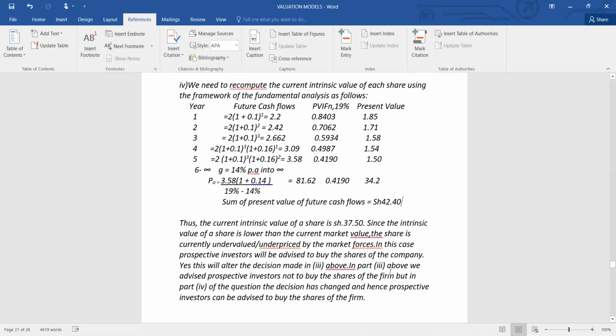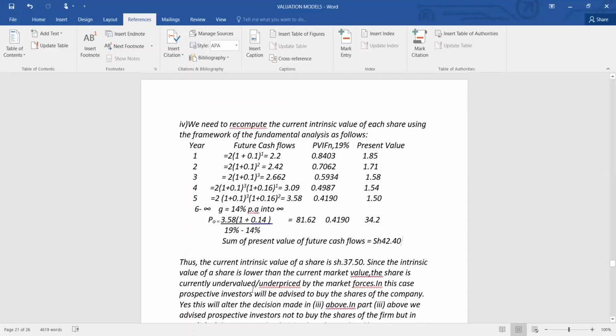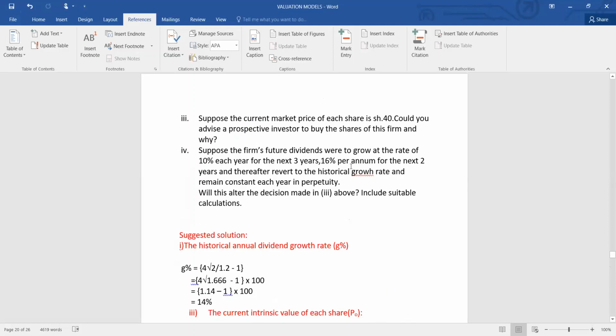42.4. Okay, now when you look at year 6 up to infinity, you need to be a bit careful, because the question told you 16% per annum for the next 2 years, and thereafter revert to the historical growth rate. What was the historical growth rate? 14.6. Historical 14.6. We revert to the historical rate and remain constant in perpetuity.